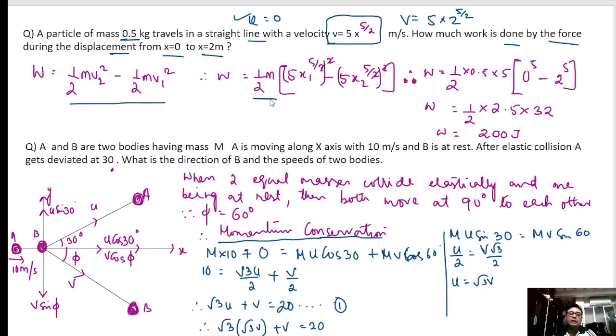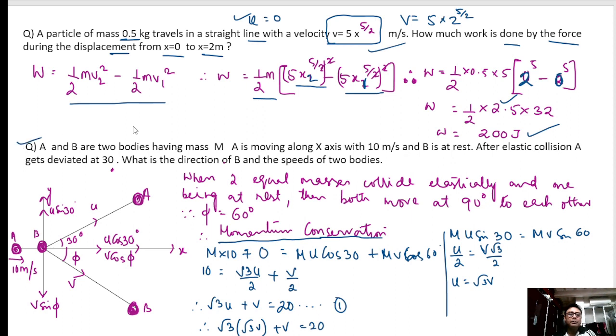Half m is common, so v2 square minus v1 square. So this will be 2 to the power 5 minus 0 to the power 5. From here we calculate and we get the answer, because the velocity is changing, so here it will be the change in kinetic energy.